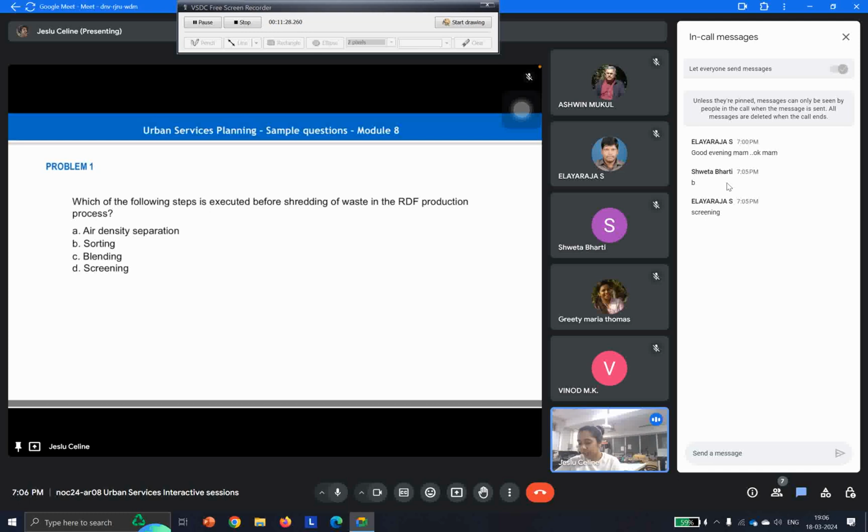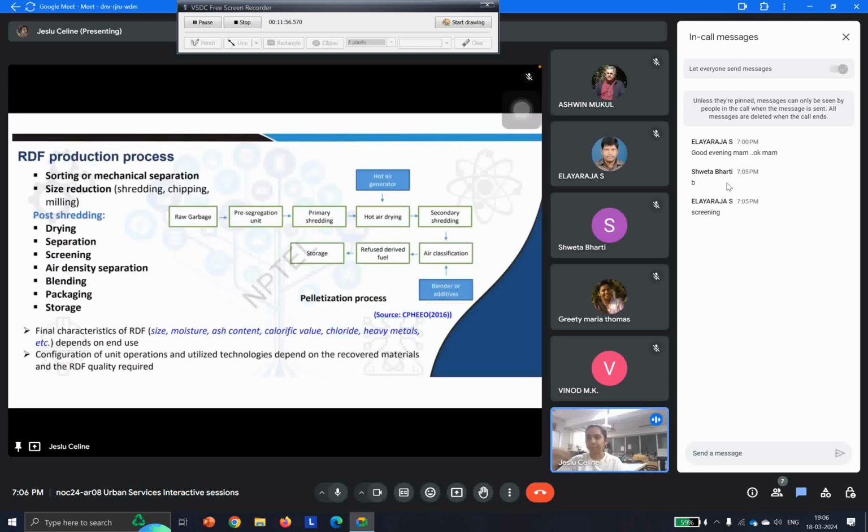In the RDF production, okay, my slide didn't change. One sec. Sorting and screening. By looking at the words itself, we might feel it's the same, but it's not actually the same. The answer is sorting. B, sorting, is the correct answer. Screening is a process which comes at a much later stage in the RDF production. Why is my slide not changing? One minute. Yeah, slide changed.